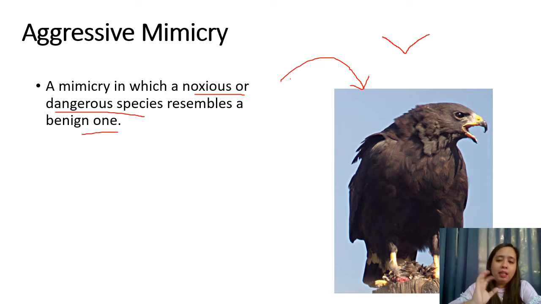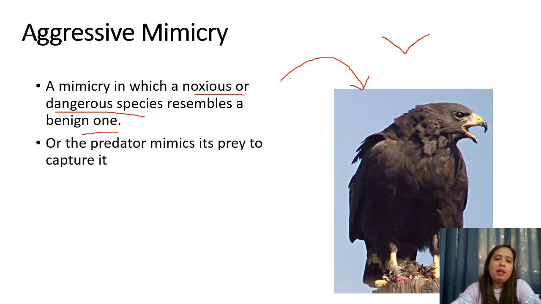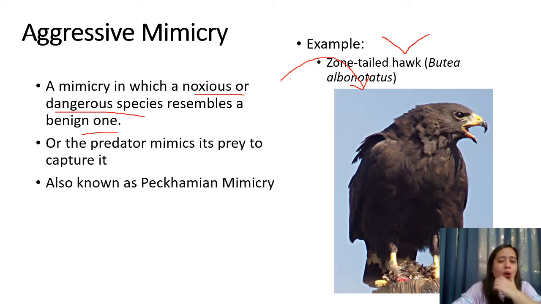So here, a dangerous organism will copy or mimic a non-dangerous organism. So here, a predator mimics a prey, or a predator mimics a non-predatory organism. Also known as Peckhamian. Okay, this one, sorry, is the Zone-tailed hawk. So it's correct. It's a black hawk or a hawk.